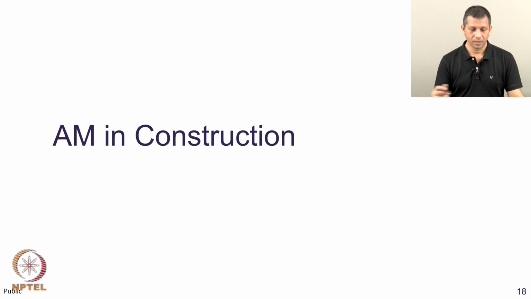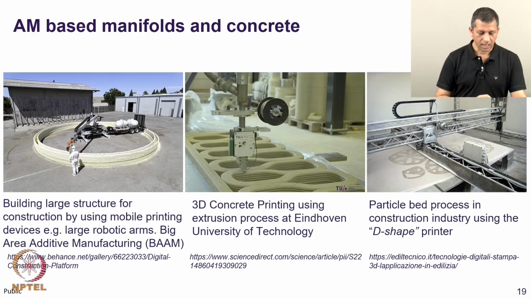Now we will talk about how additive manufacturing is being used in the construction domain. As one can imagine, unlike additive manufacturing for the engineering or heavy engineering domain, in construction particularly, the devices that are used are very large. Since the manifolds and the structures in the construction domain are very large, either the platform itself needs to be moved or we need to use very large robotic arms.